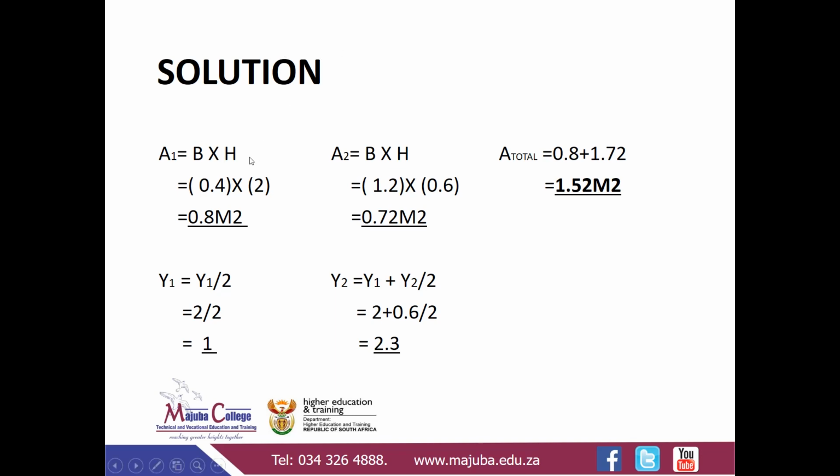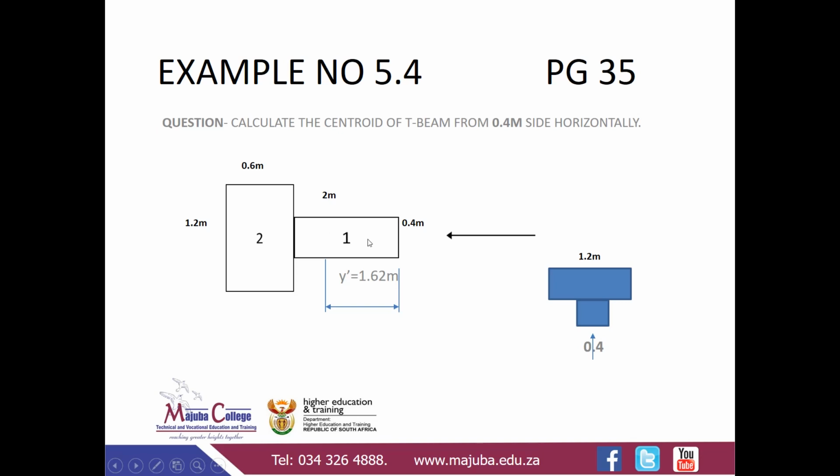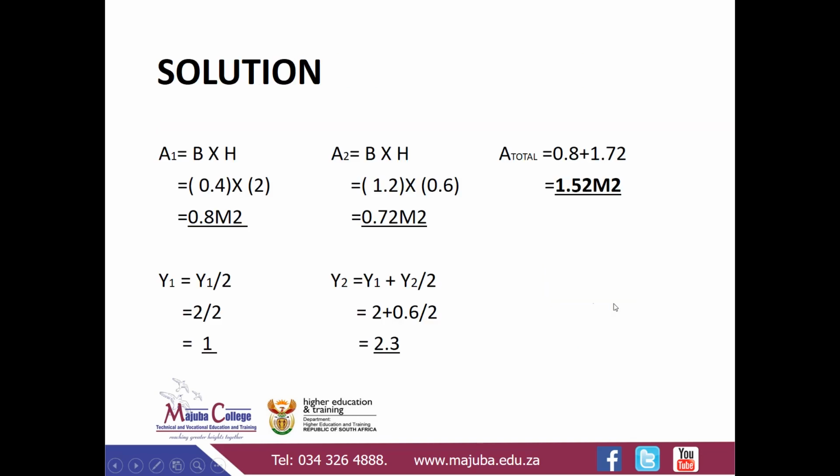So what is our base? Come here. Our base will be 0.4 times the height. Because they are saying we are moving from the 0.4 side horizontal, 0.4 becomes your base, and there you have 2, which is our height. So it will be 0.4 times 2, and our answer is 0.8. Remember, when you are calculating an area, you must make sure that the area is always in square meters. So it's 0.8 meters squared.